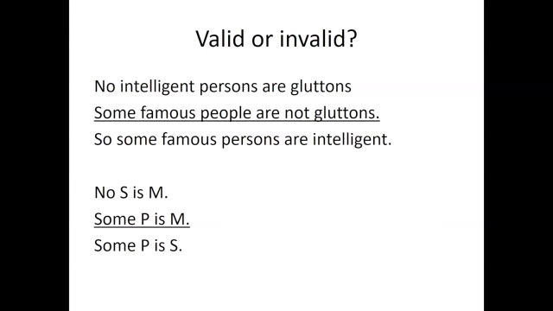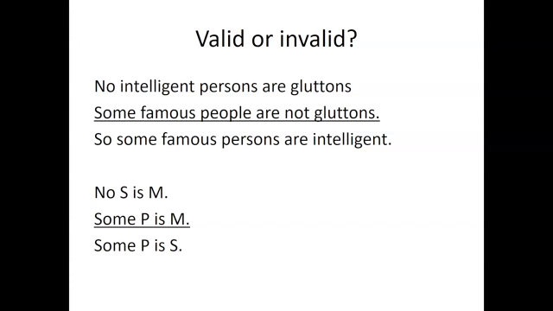All right. No intelligent persons are gluttons. Some famous people are not gluttons. Some famous persons are intelligent. I should have put persons instead of people. So persons, people, we mean the same thing there. So let's say this. No intelligent persons are gluttons. Some famous persons are not gluttons. Some famous persons are intelligent. No S is M. Some P is M. Some P is S.